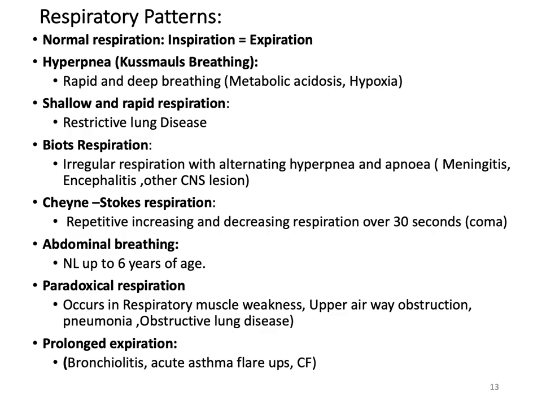What's called Biot respiration, irregular respiration with alternating hyperpnea and apnea, seen in meningitis, encephalitis, other CNS lesions. Cheyne-Stokes respiration, repetitive increasing and decreasing respiration over 30 minutes, seen in coma. Abdominal breathing, which is normal up to 6 years of age. Paradoxical respiration occurs in respiratory muscle weakness, upper airway obstruction, pneumonia, obstructive lung disease, and prolonged expiration seen in bronchiolitis, acute asthma flare-ups, and cystic fibrosis.